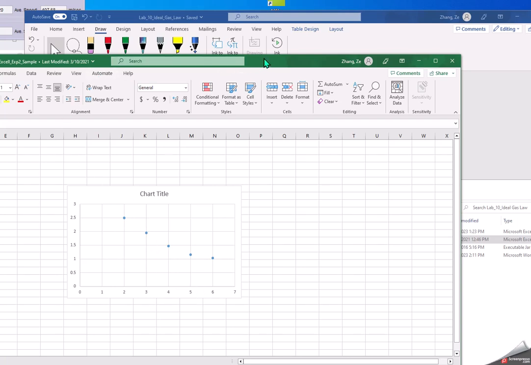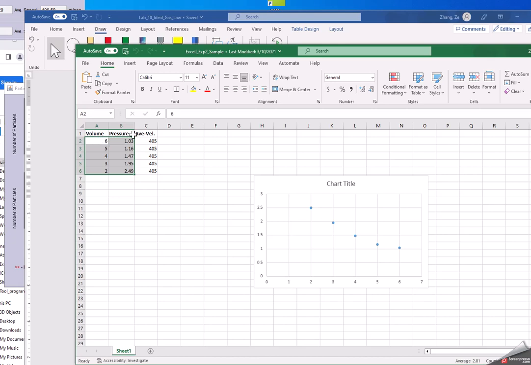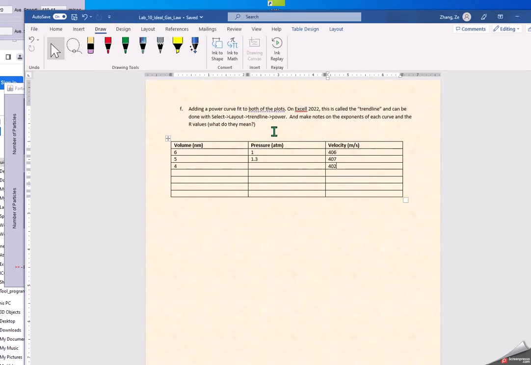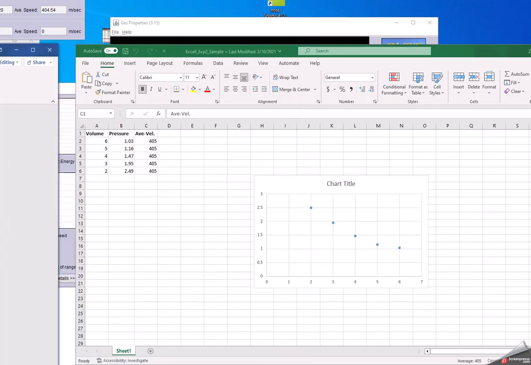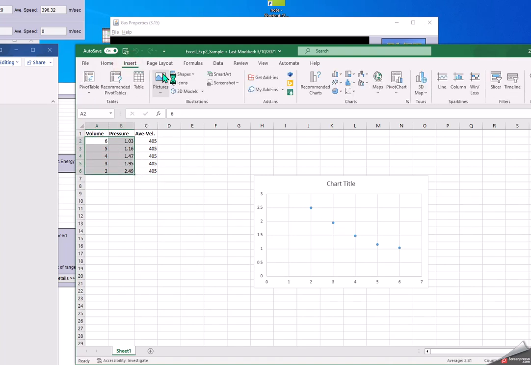The velocity stays constant. What I want you to plot is pressure versus volume, with volume on the horizontal axis and pressure on the vertical axis. You sketch the plot and enter it here. Also, one more step: I want you to do a trend line fit. For example, you select these two columns and insert a plot.